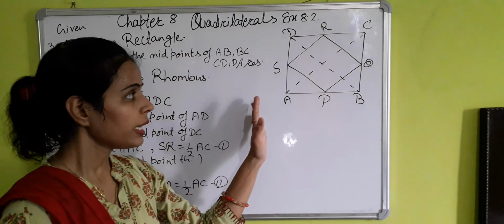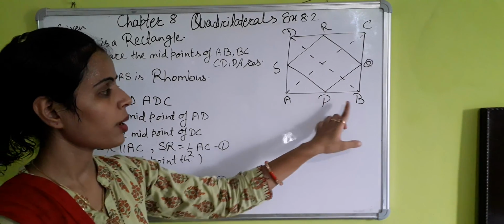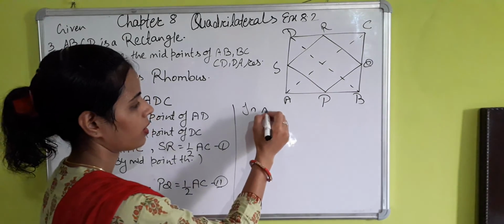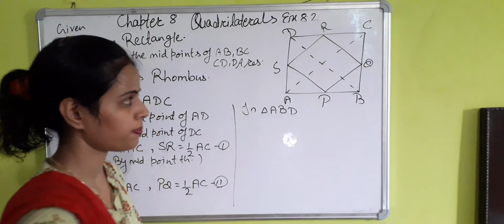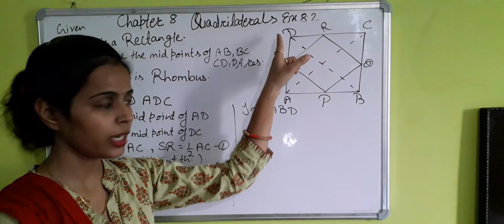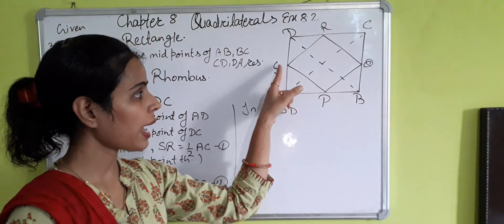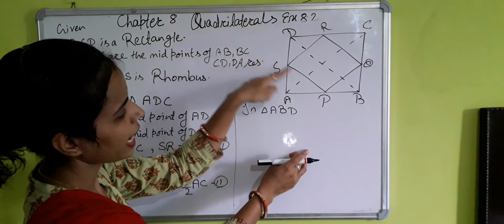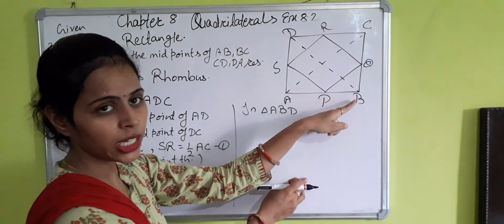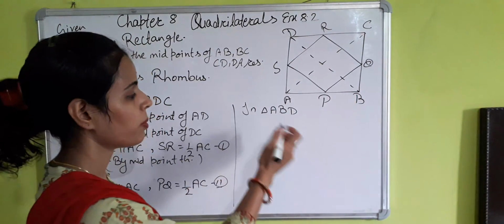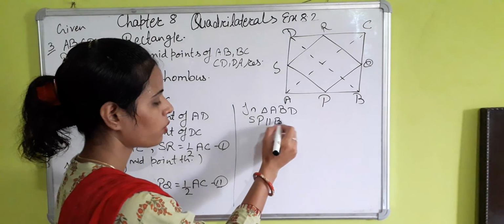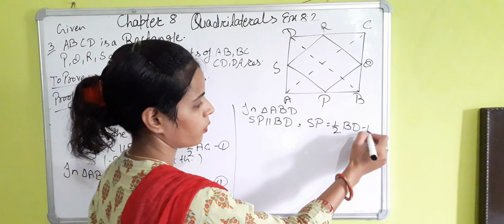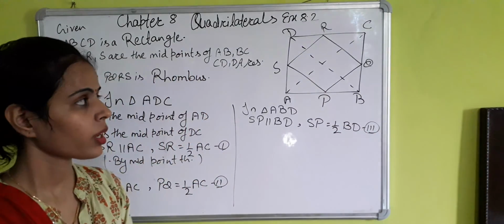Now take triangle ABD. In triangle ABD, P is the midpoint of AB, S is the midpoint of AD. So by the midpoint theorem, this line SP is parallel to BD and SP is half of BD.